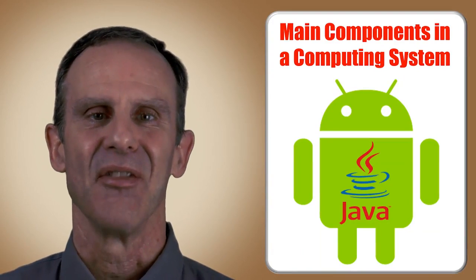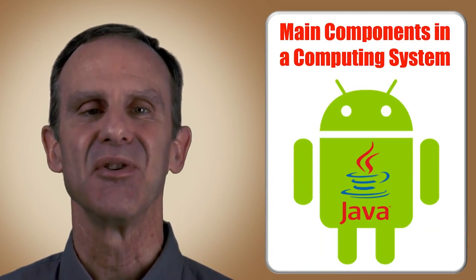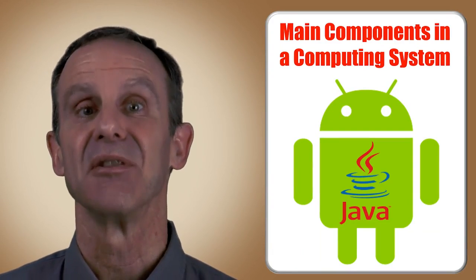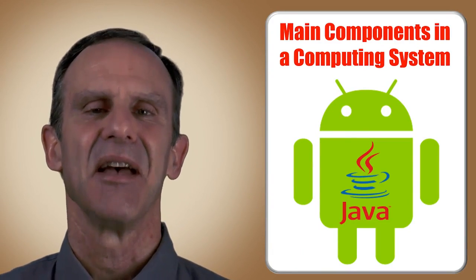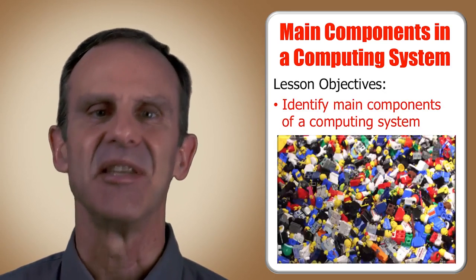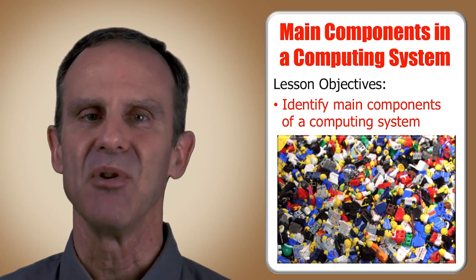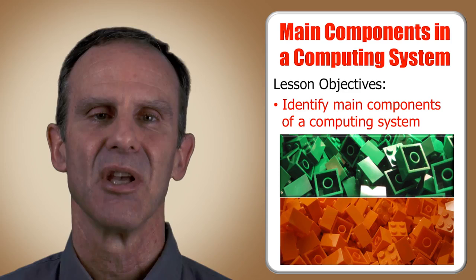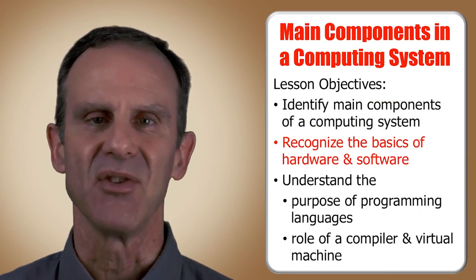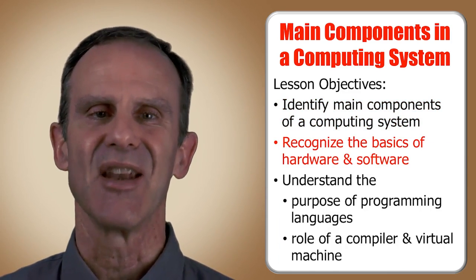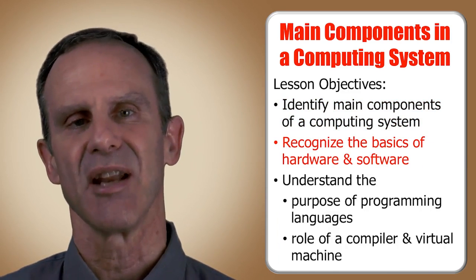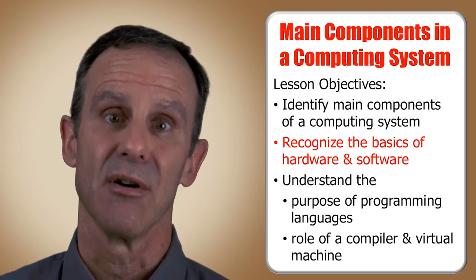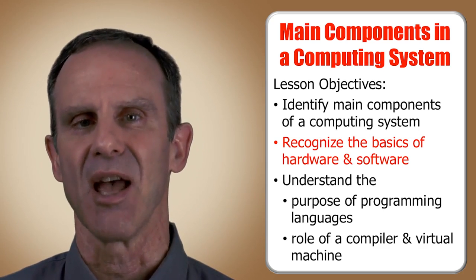Welcome to the next lesson in our module on basic Java features, where we provide some background on the computing system components needed to employ the Java programming language to develop Android apps. After completing this lesson, you'll be able to identify the main components of a computing system and differentiate hardware components from software components. You will also recognize some basics of how the hardware works, since that knowledge is necessary to understand how the software works, which in turn is necessary to write efficient apps.